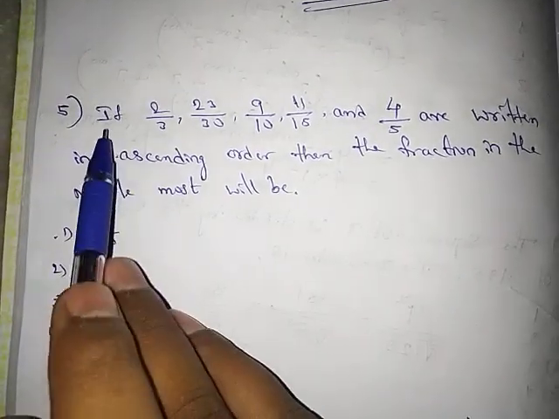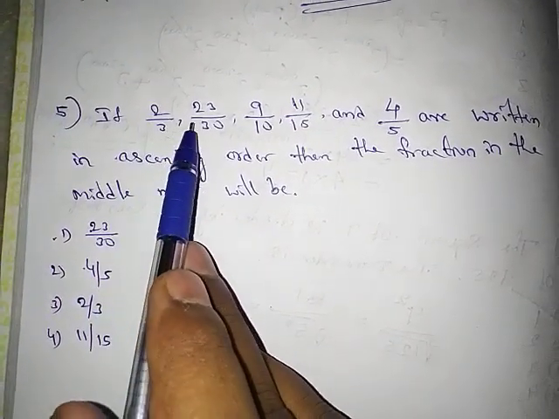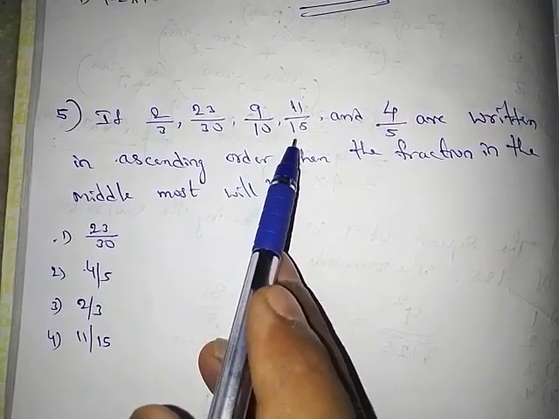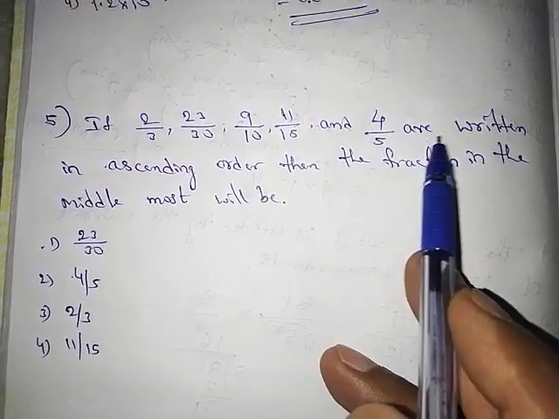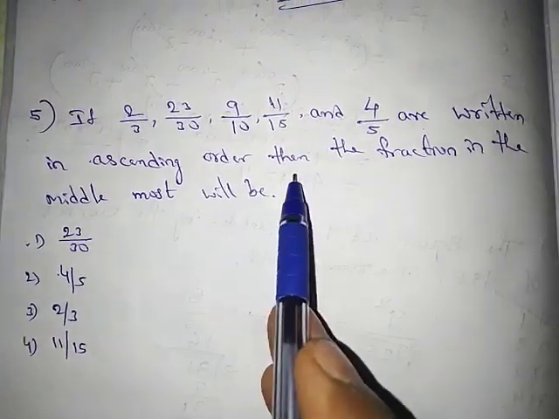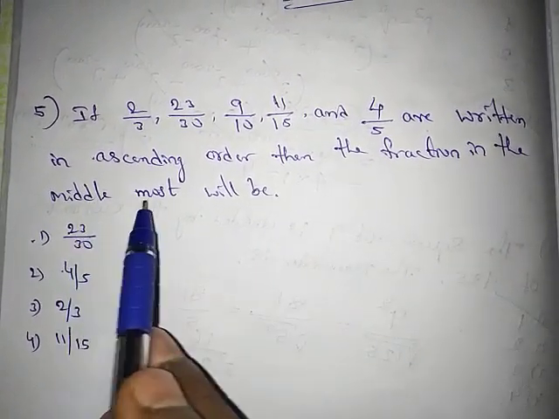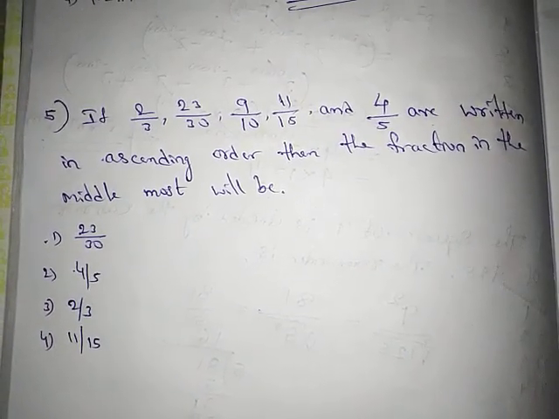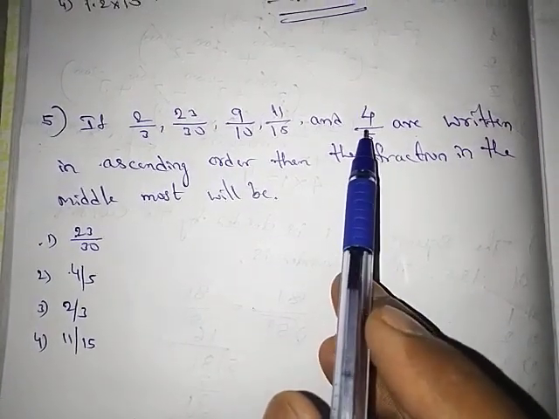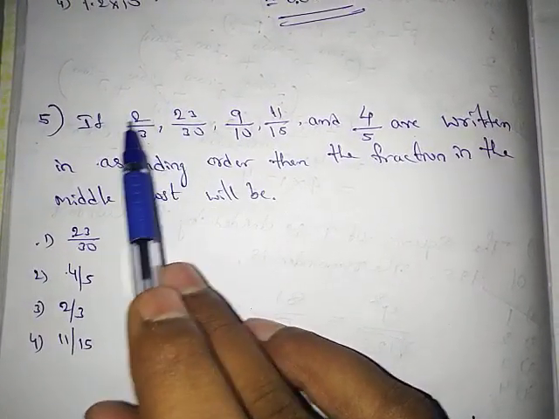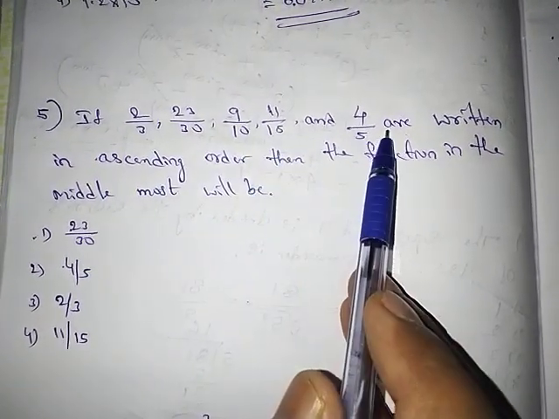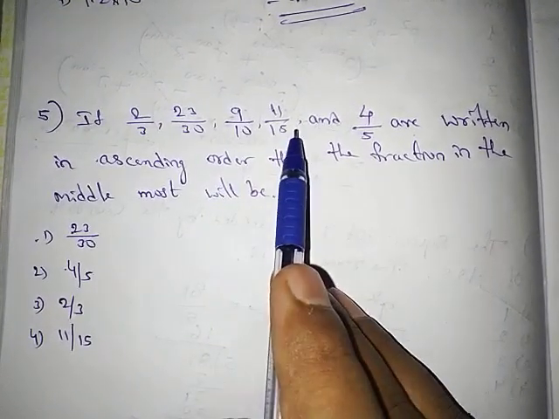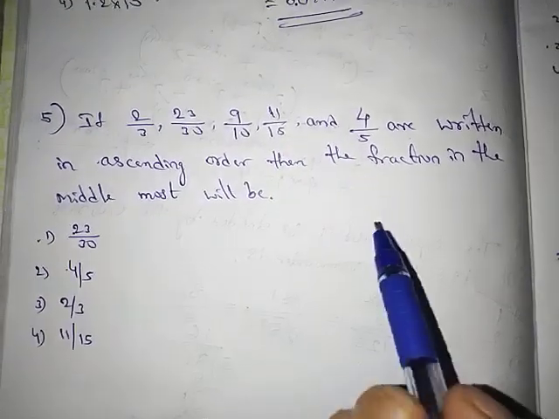The next question is, if 2 by 3, 23 by 30, 9 by 10, 11 by 15 and 4 by 5 are written in ascending order, then the fraction in the middlemost will be. Now which fraction is in the middlemost? That means you have to count that 5 fractions are given. So 2 here and 2 here and the middle was 1. You can get 1 as the middle. So which is that one?